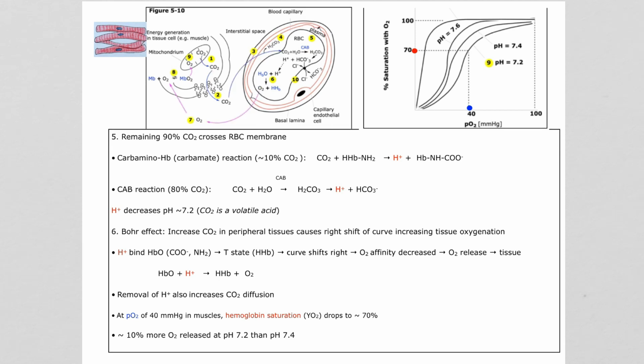So this effect, where the increased carbon dioxide in peripheral tissues causes a right shift of the curve, thereby increasing oxygen delivery to tissues, is also called the Bohr effect.